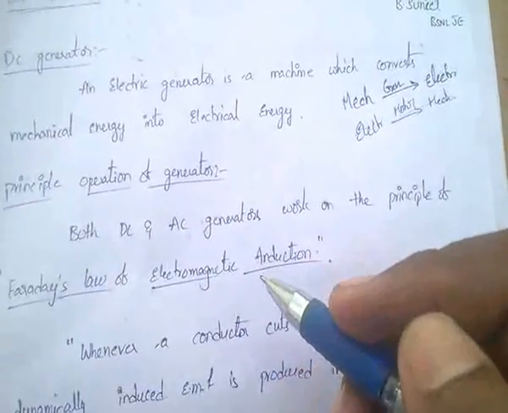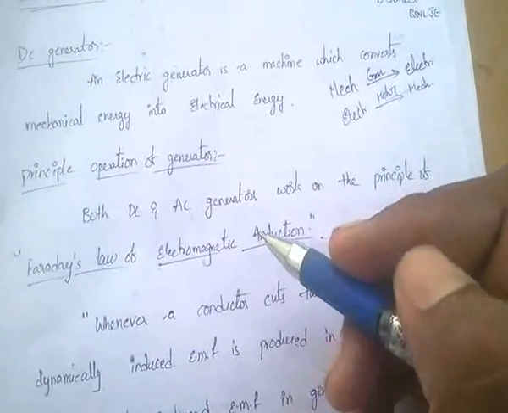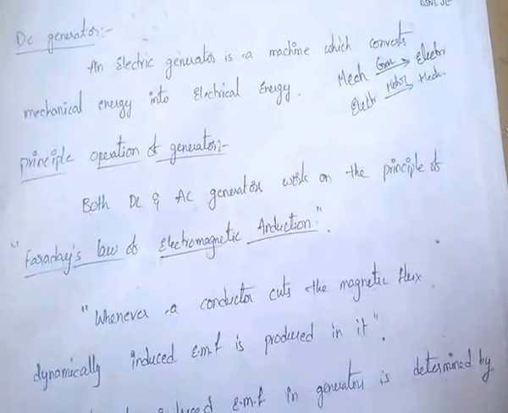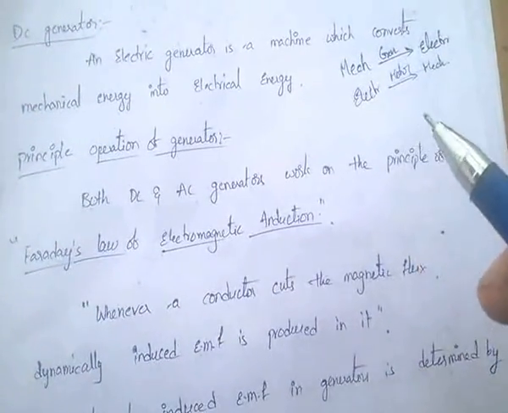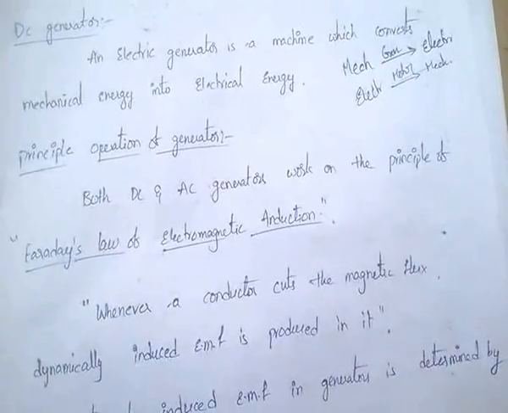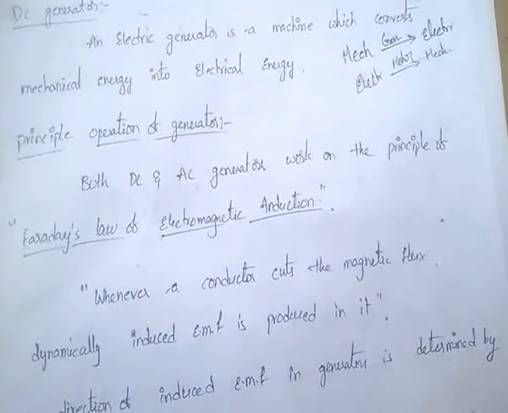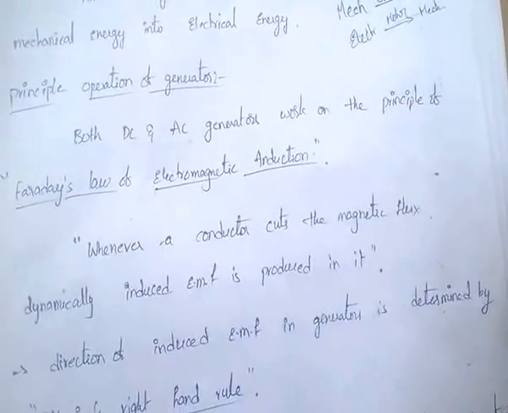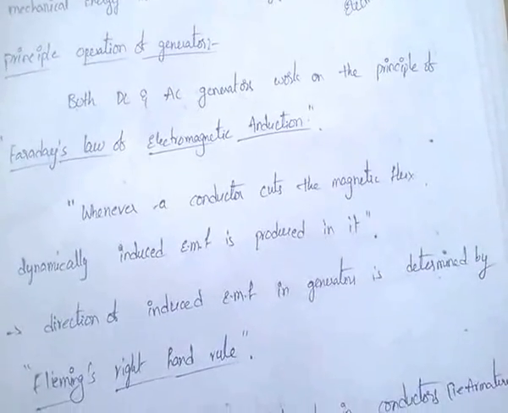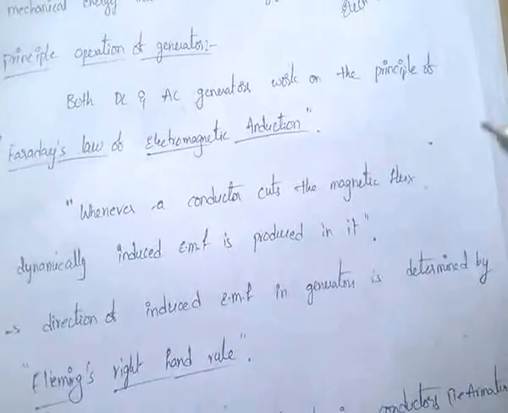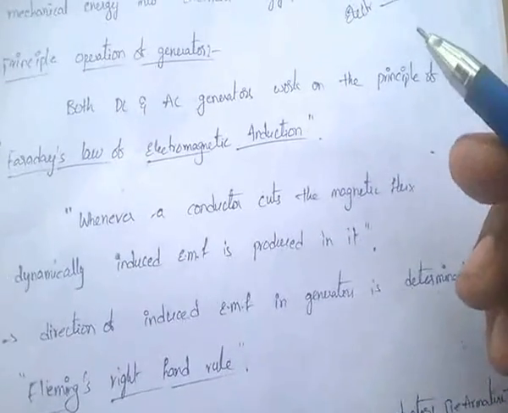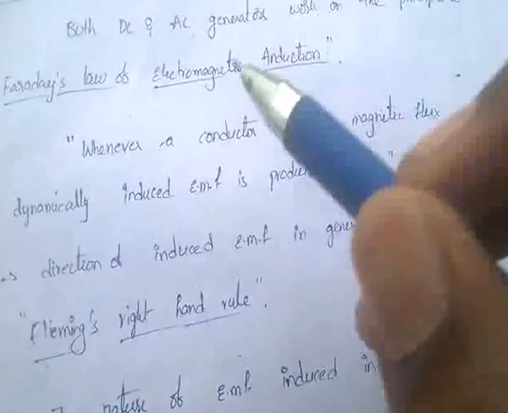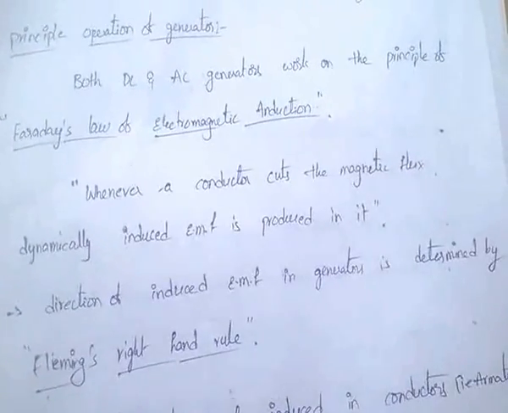Coming to the principle of operation of a generator. What is the principle of operation of a generator? It is nothing but Faraday's laws of electromagnetic induction. We already know what Faraday's laws of electromagnetic induction are: whenever a conductor cuts the magnetic flux, an EMF will be induced.